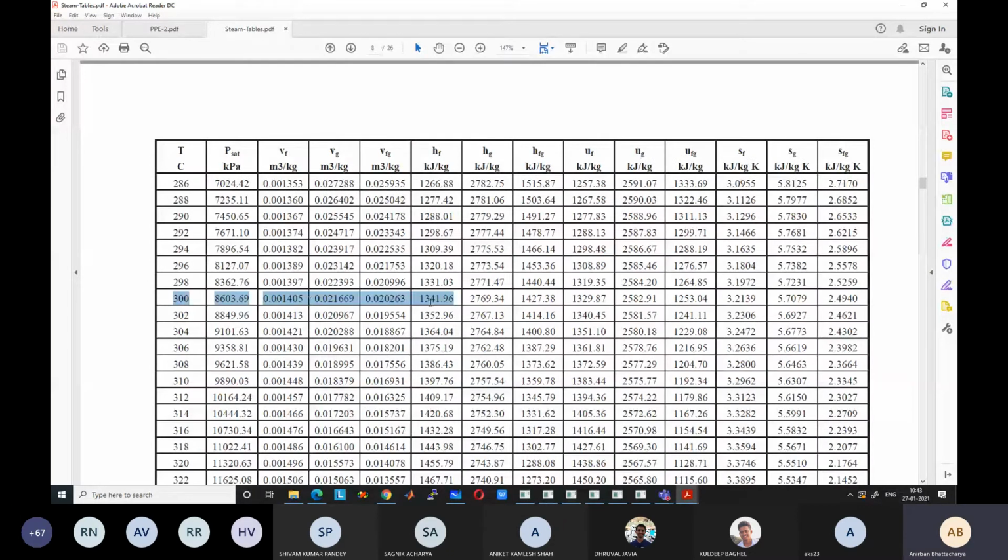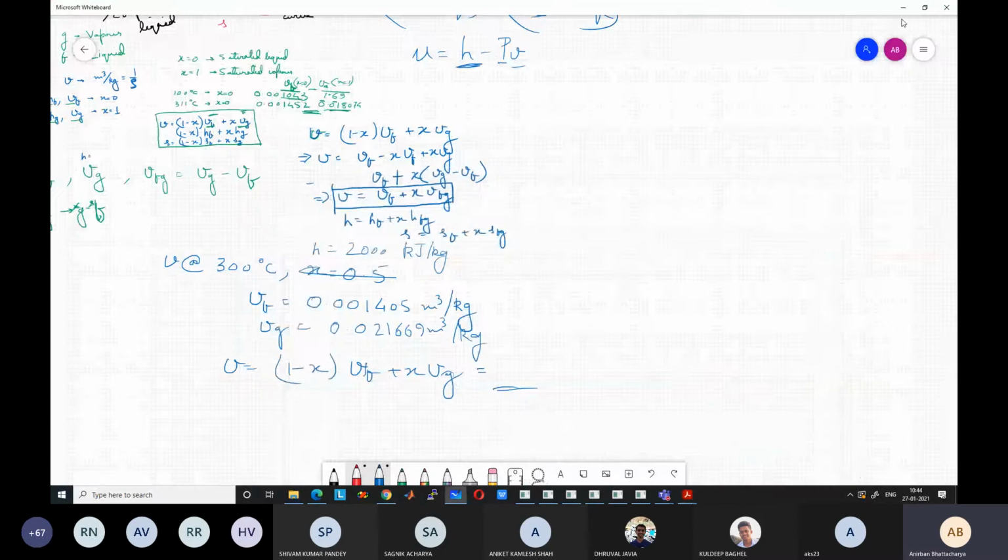What is Hf? 1341.96 and Hg is 2769.34. So Hf is 1341 and Hg is 2764 or something like that. I don't know the exact values. You can take a look again.